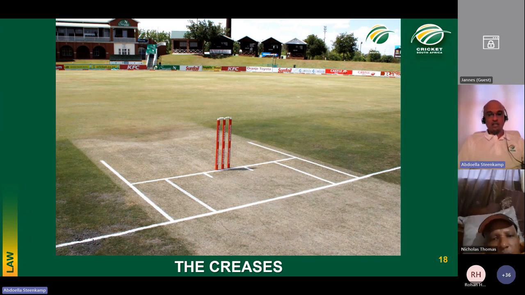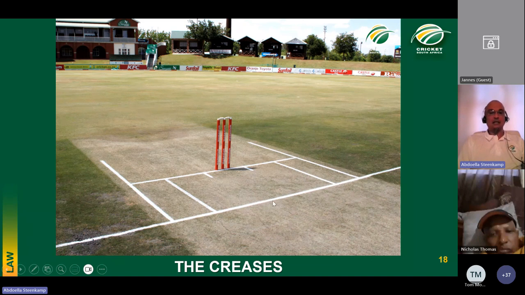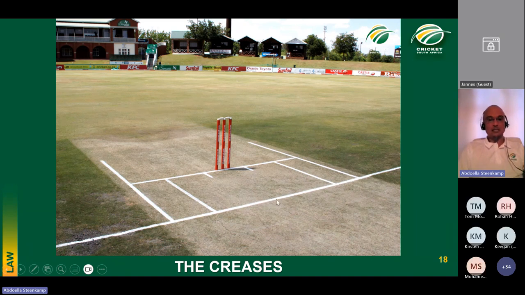So just to go over the names of the creases again. The front crease is called the popping crease. The crease where the stumps are pitched in, that is the bowling crease. And the return creases, there are two of them. They are next to the side. Return crease, one on either side, popping crease, and bowling crease.